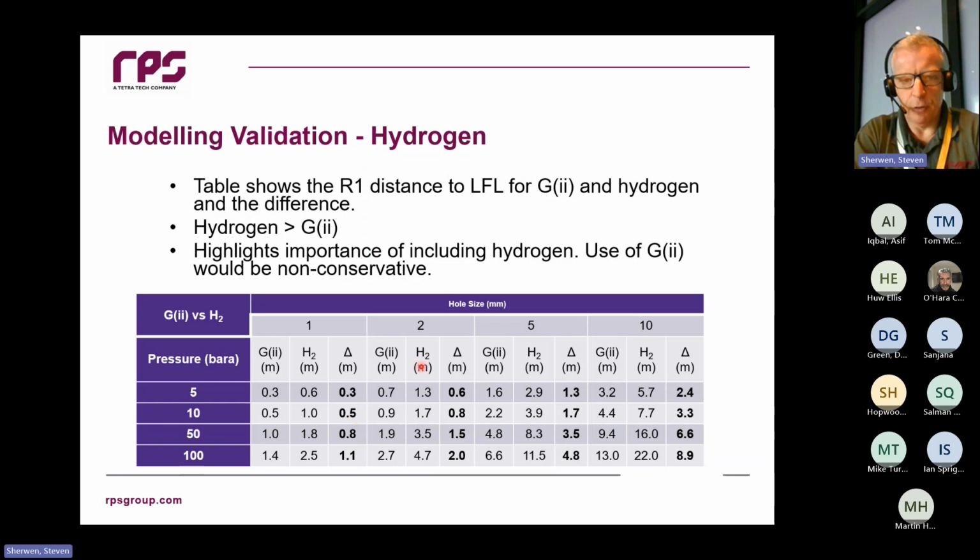If you go to a bigger hole size and a bigger pressure, you can see how those zone extents for pure hydrogen are quite a bit bigger than for G2. So if you've got a client, or if you've done some work where you know that hydrogen has been modeled as G2, then it's definitely worth going back and having a look to see what the impact of applying the correct fluid category is, because you can see it's quite marked.